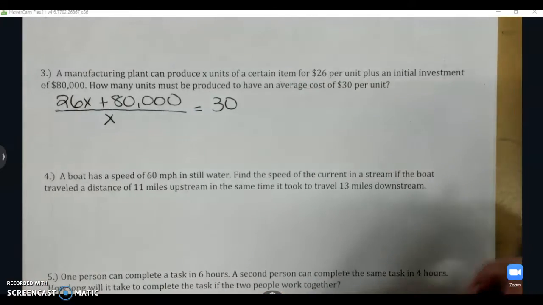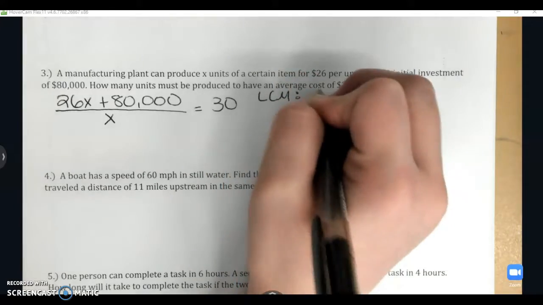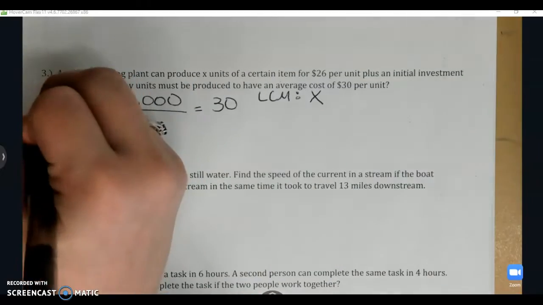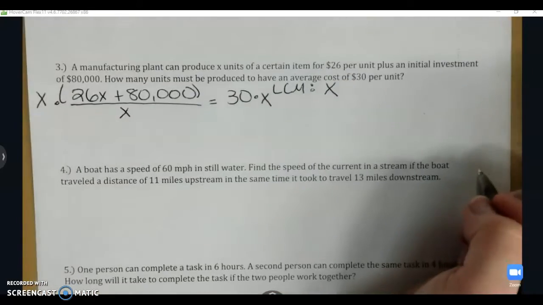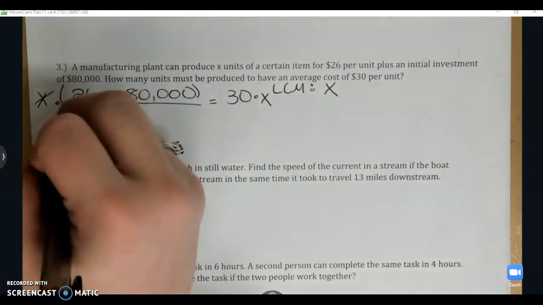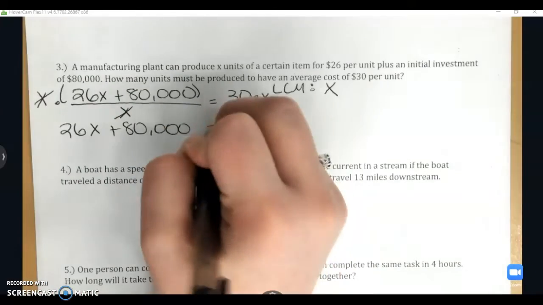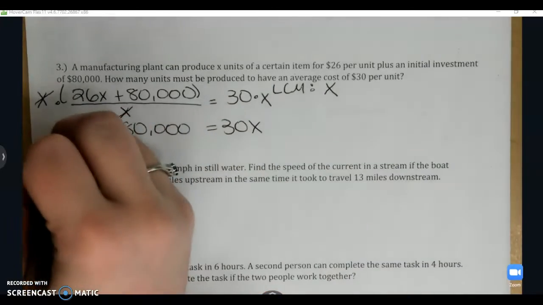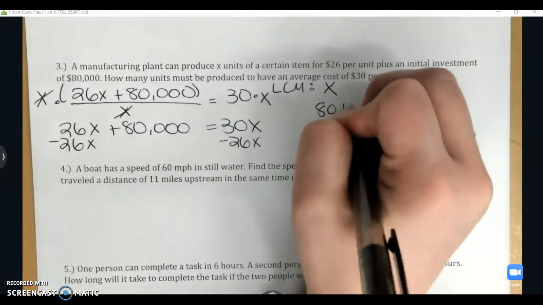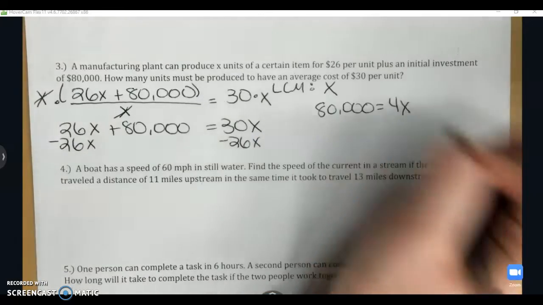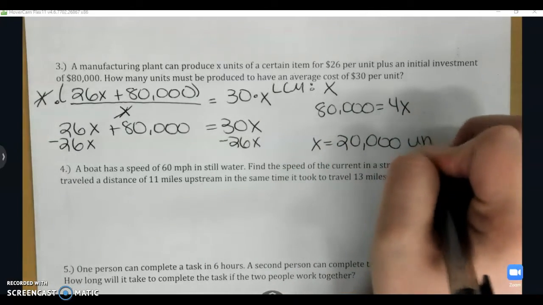So here's our equation. Now to solve it, I need to first identify my least common multiple. That's just going to be x. Step 2, multiply by that on both sides. And this one's actually going to be a little bit easier. So we simplify, and I get that 26x plus 80,000 is equal to 30x. And now this is just a 2-step equation. And 80,000 is equal to 4x. If I divide both sides by 4, I get that x is 20,000 units.